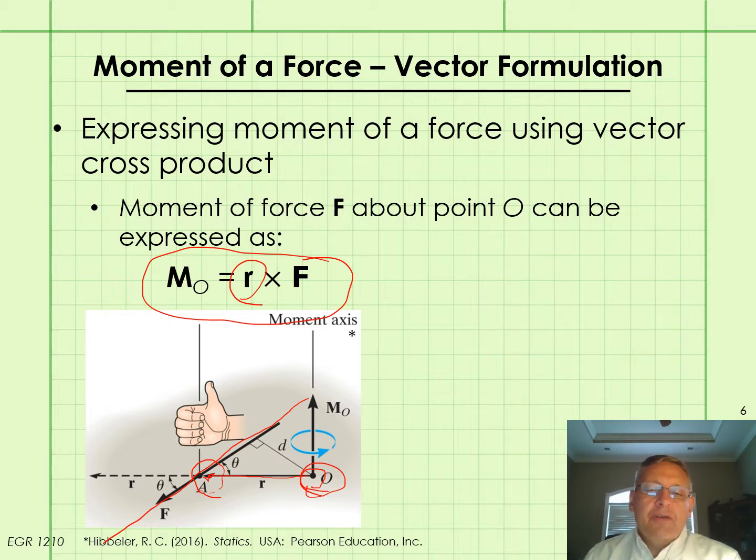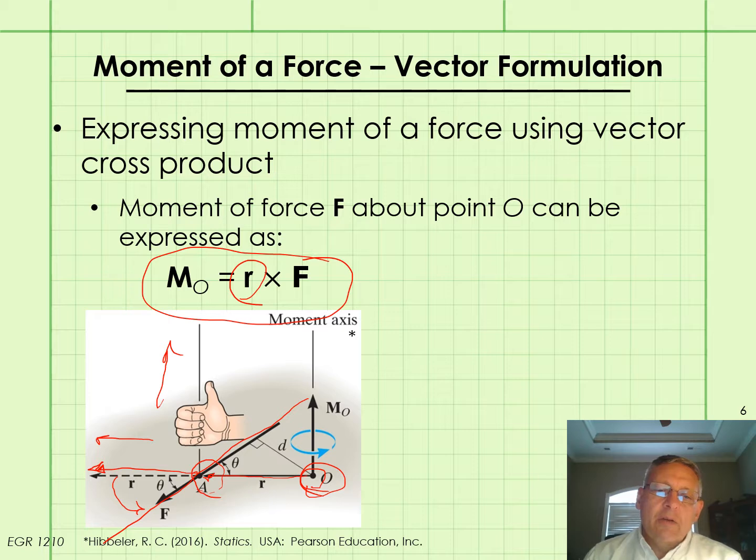Now, as far as using the right-hand rule to determine the direction of the resulting moment, you need to connect F and R tail to tail. So you would bring R out here for the purpose of using the right-hand rule. And then you would extend your fingers along the direction of R such that you could curl them into F, and you would see that your thumb points this way.